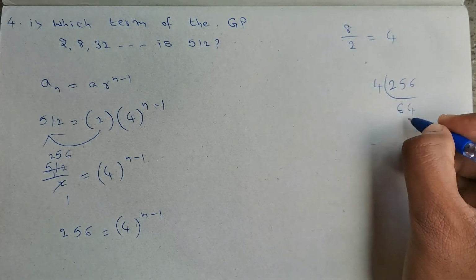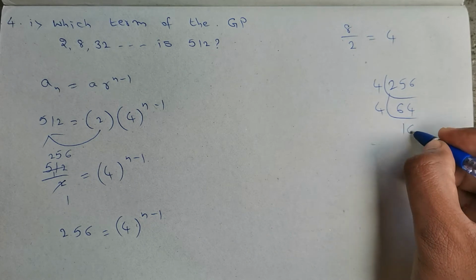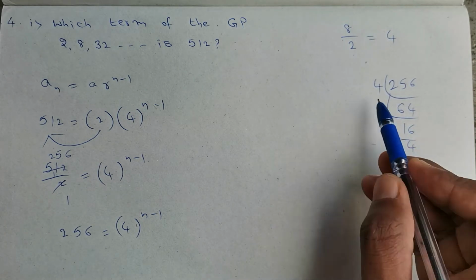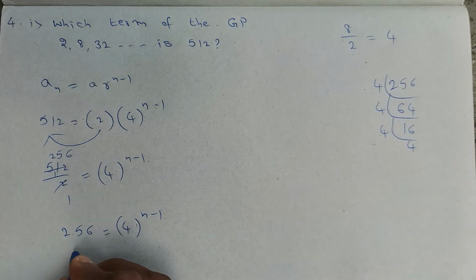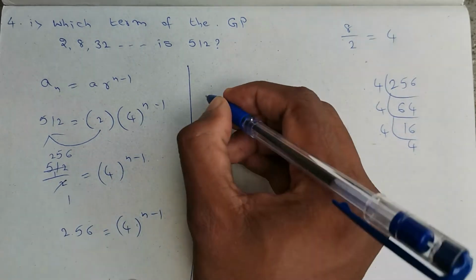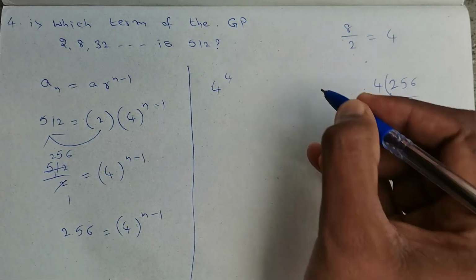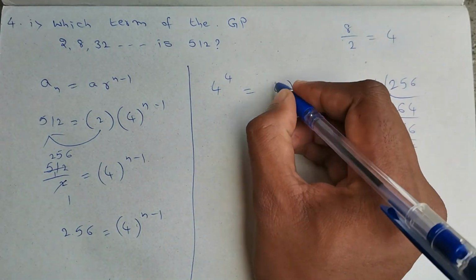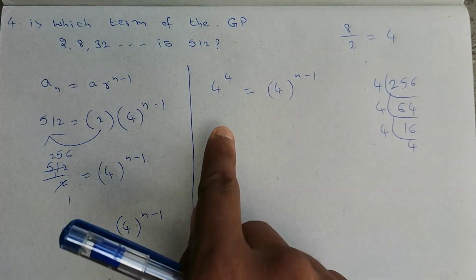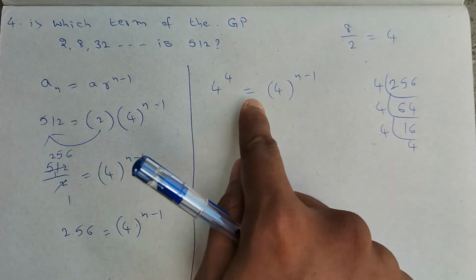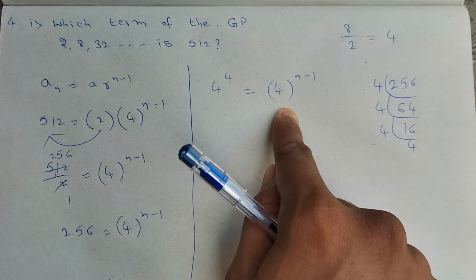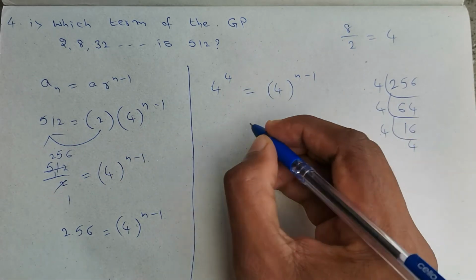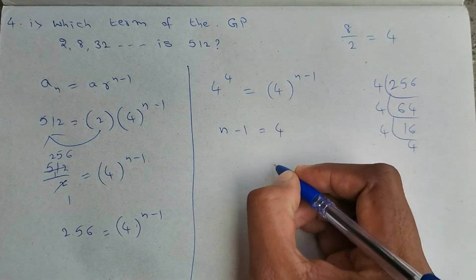4 fours are 16, 4 16s are 64, 4 64s are 256, which is 4 fours. So 256 can be written as 4 power 4, which is equal to 4 power n minus 1. If we observe, these bases are equal, so the powers are also equal. n minus 1 is equal to 4.